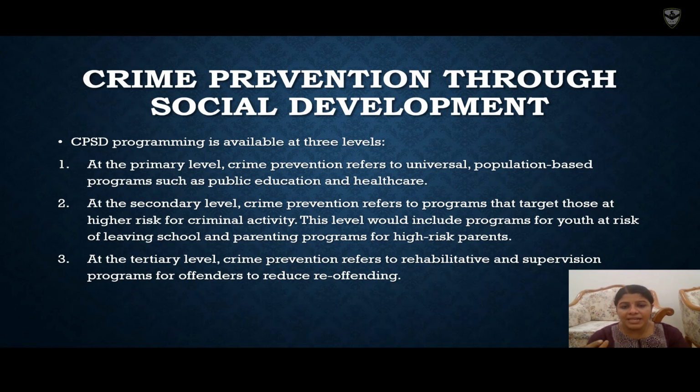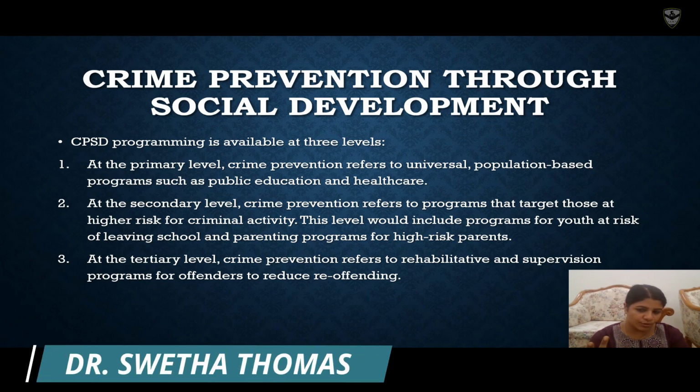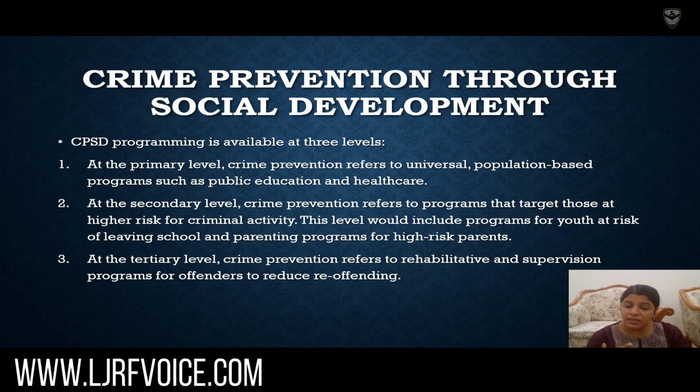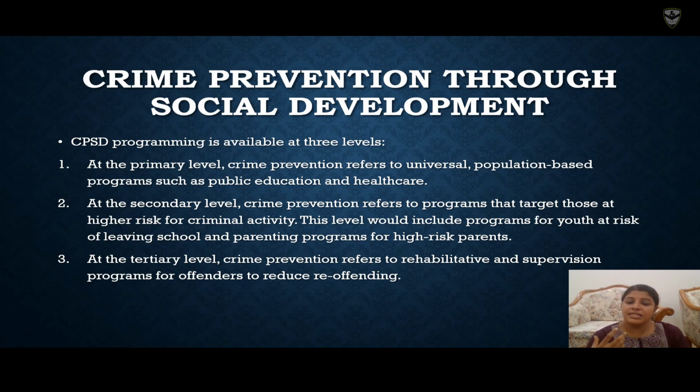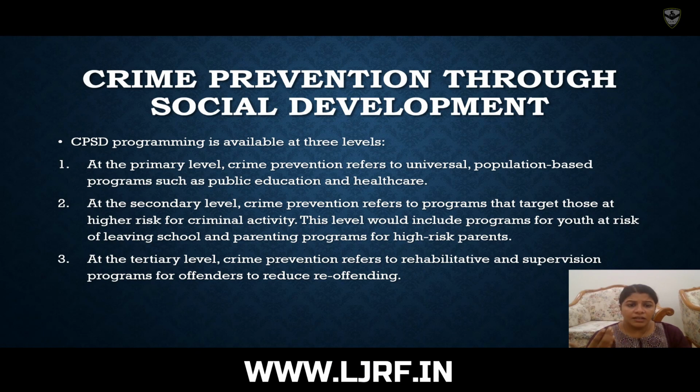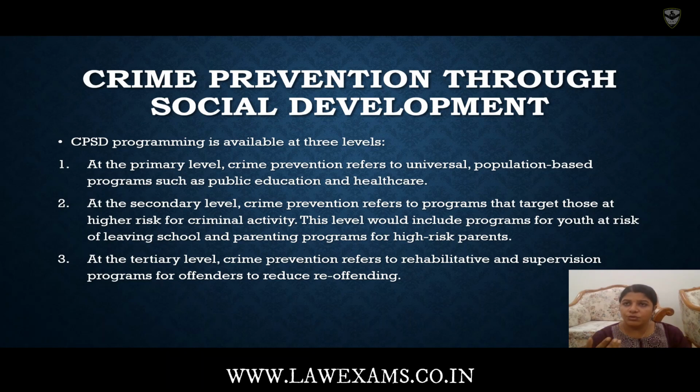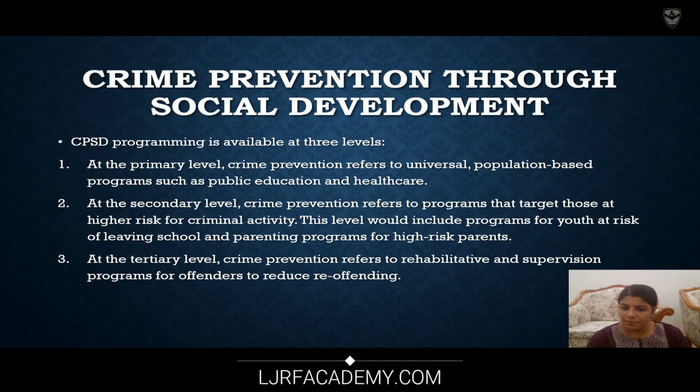The CPSD is programmed in three levels: primary, secondary and tertiary. At the primary level, crime prevention refers to universal population-based programs such as public education and healthcare. For instance, if you look into healthcare, most of the youth or teenagers are into alcohol or drug abuse, right? So how can that be prevented? What healthcare facilities or rehabilitation programs can be provided for that? That is the primary level prevention.